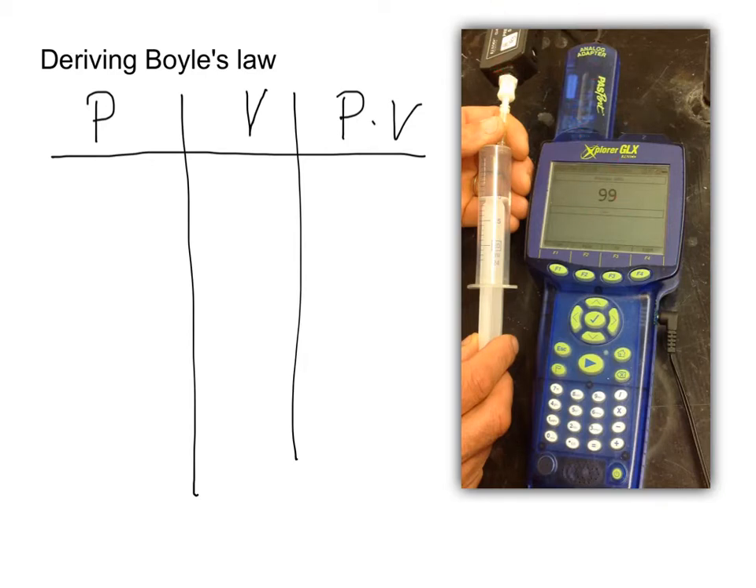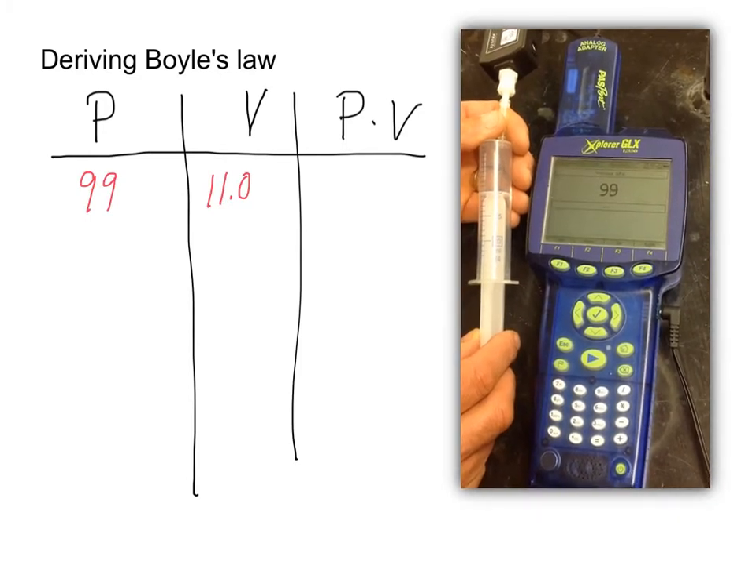So you can see the initial syringe reading is saying 10, but we also have that little bit of space here in the tube that connects to the sensor. We've estimated that to be about 1 milliliter. So for our initial volume, we're going to record that as 11.0 milliliters. And our initial pressure is 99 kilopascals. So let's play the video back and see what happens when we change things.